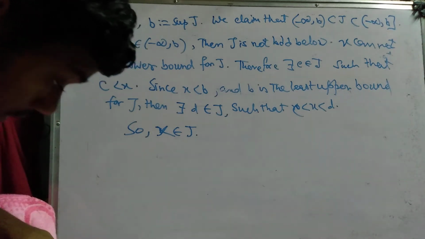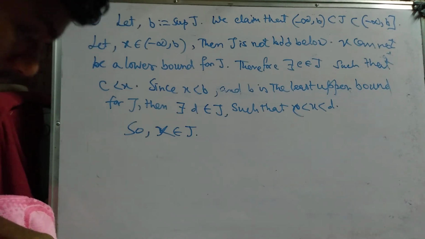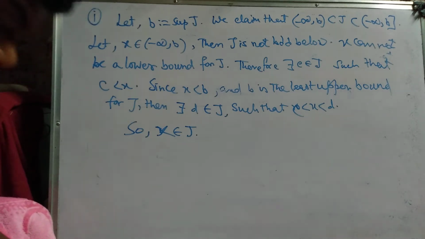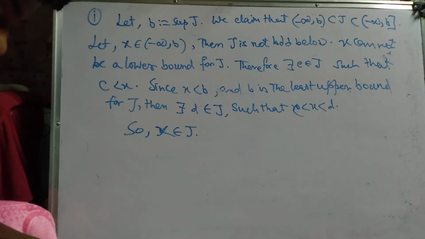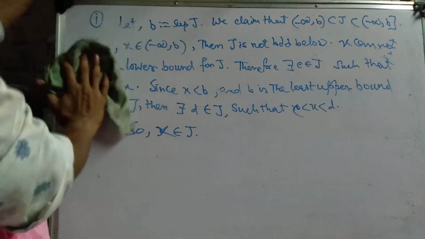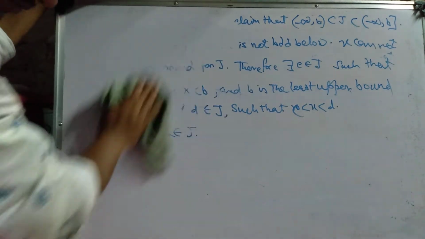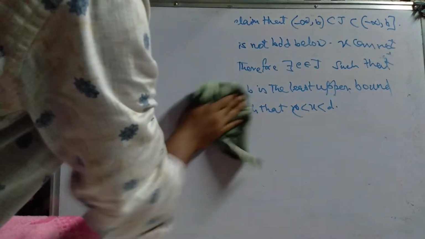Which one? A subset J of R is an interval if and only if it is of the form open (a, b), closed [a, b], closed-open [a, b), open-closed (a, b], (minus infinity, b), (alpha, infinity), [alpha, infinity), (minus infinity, b], or R. Now we erase these portions properly. Now let's start with this portion.